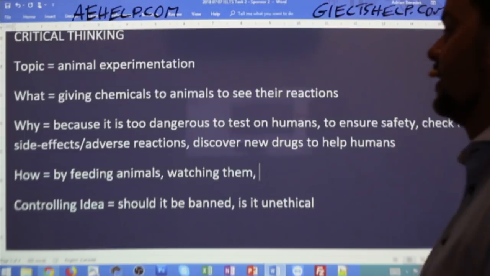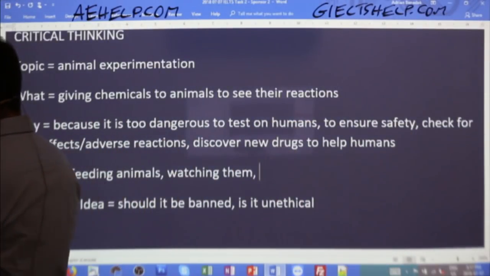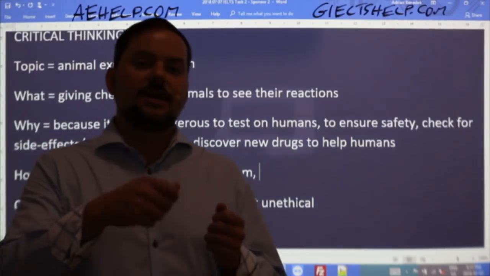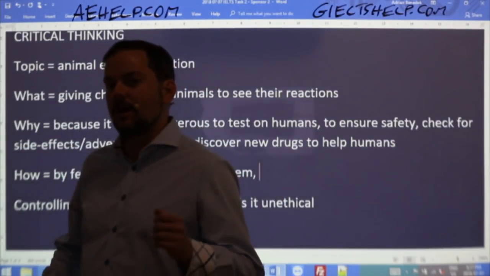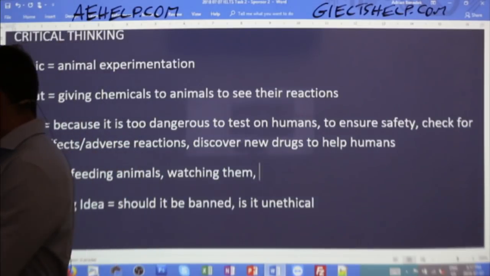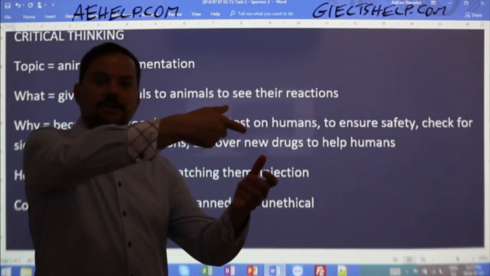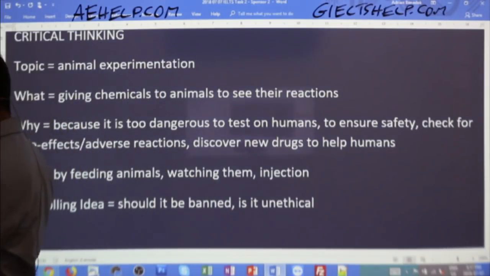Absolutely. Injecting them by syringes. Anybody know the word when humans cut up an animal? So when humans take a knife and they cut the animal up, anybody know how that's called in English? So injections. Injections means you give a needle, right? So injections.